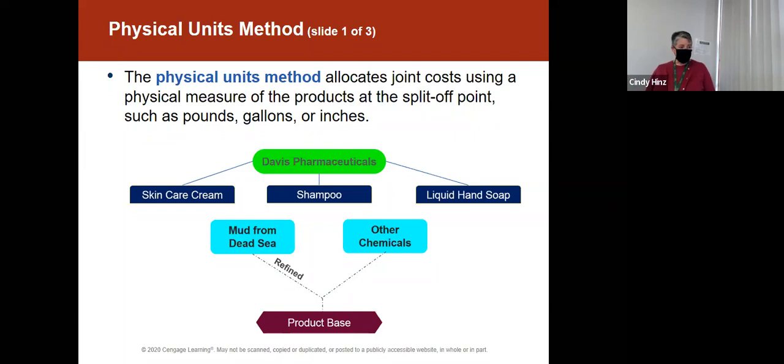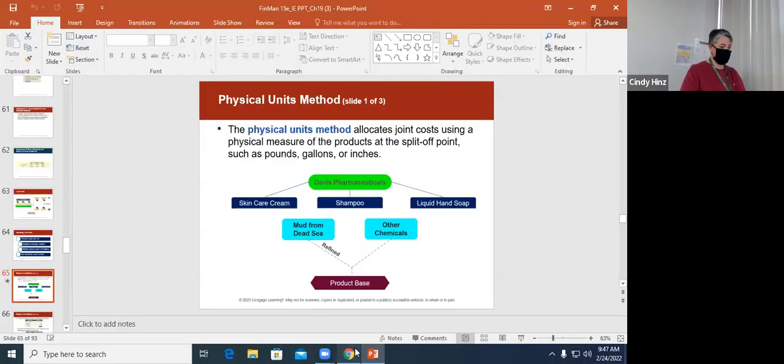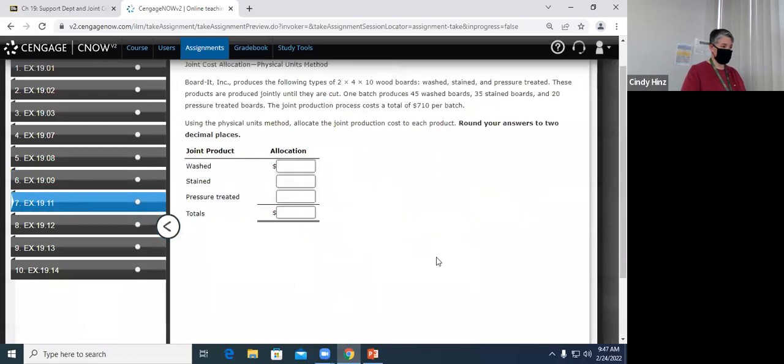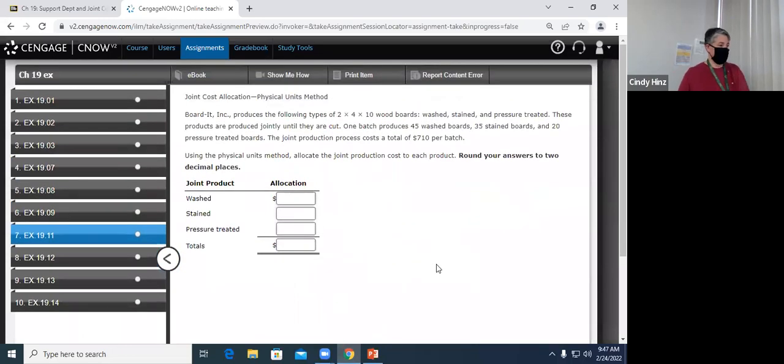So in the physical units method, we would just have some way of measuring all of the products based on some units: ounces, pounds, feet, acres, whatever. You have to be able to measure the products in the same units, or else we can't do this allocation. Let's go to our next exercise. And in exercise 7, we're going to be using that physical units method.